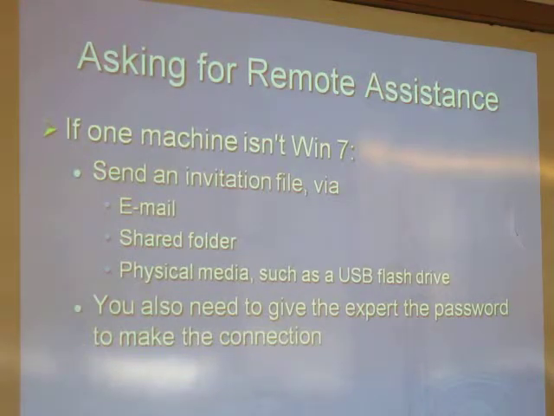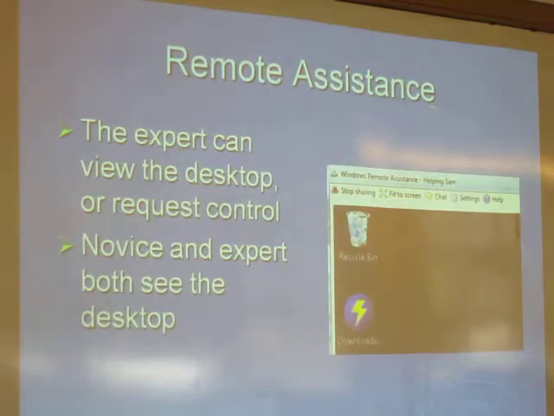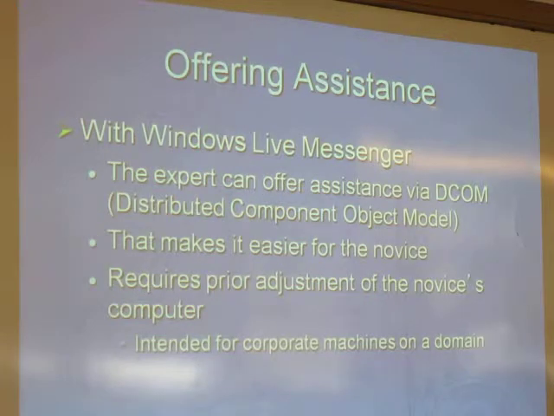If you don't have Windows 7 at both ends, you can just save an invitation file and move it with a physical USB drive or an email or anything to the other end, and then they will still need the password. And they can then view the desktop, and they can click a button that will ask to share the desktop, and you have to approve it, and then they can control your machine. It'll look like a virtual machine at their end. Your mouse will move, and they can type, and they can fix whatever your problem is. Of course, unless your problem is your network connection doesn't work, then of course remote assistance won't work either. All right, you can also use Windows Live Messenger.